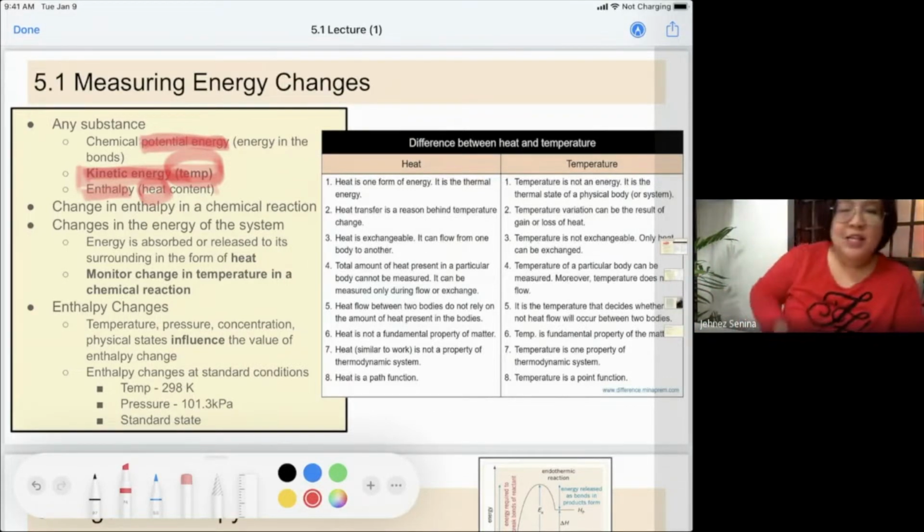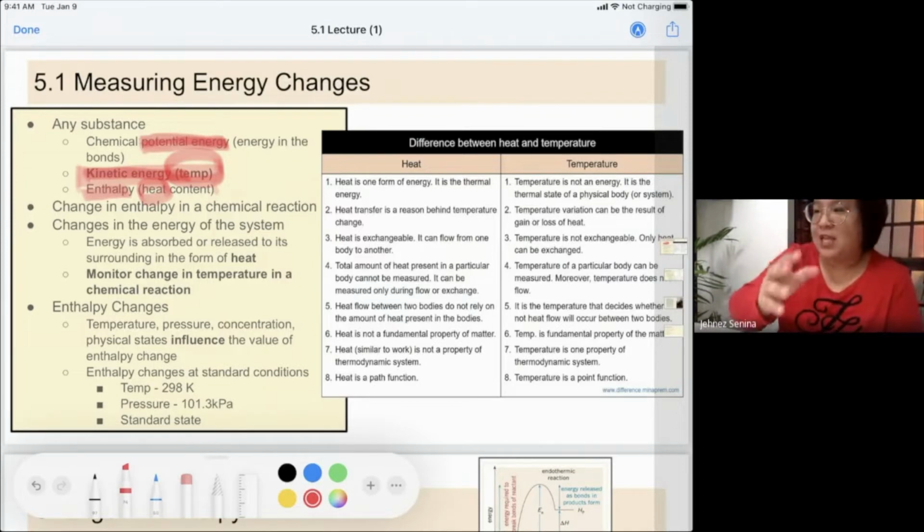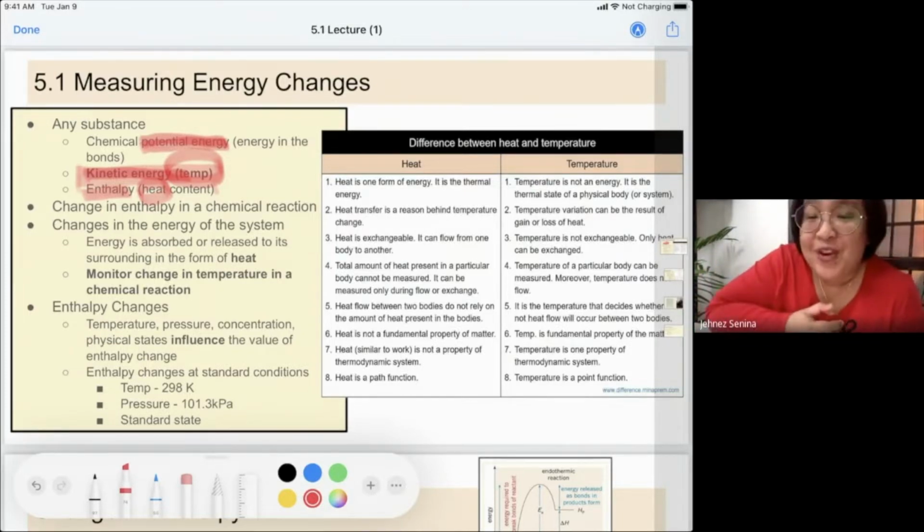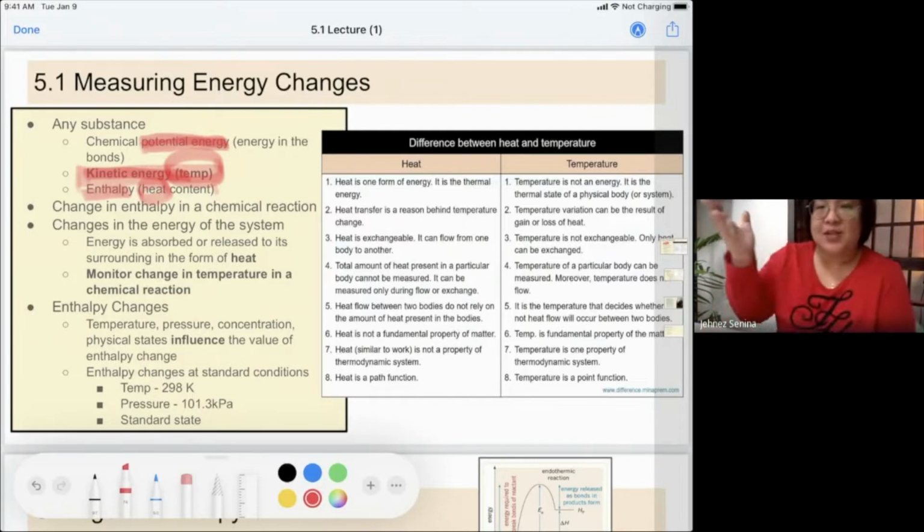wait. Okay, let's go back to heat here. Heat is a form of energy, right? This is in your book. I like how your book says it here. Heat is a form of energy that is transferred from a warmer body to a cooler body. Heat is actually, there has to be a flow. Are you with me? Heat is a flow of energy. So if you just have one substance, how do you know the flow? You get it? Simple as that.